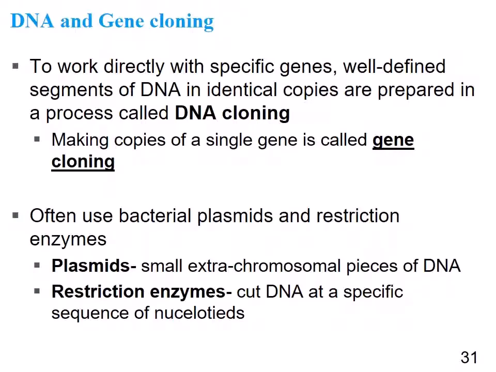Oftentimes, we will use bacterial plasmids and restriction enzymes for this. A plasmid is just a small extra chromosomal piece of DNA from a bacterium. It's like a chromosomal accessory. And then a restriction enzyme is an enzyme that cuts the DNA in a particular sequence of nucleotides.